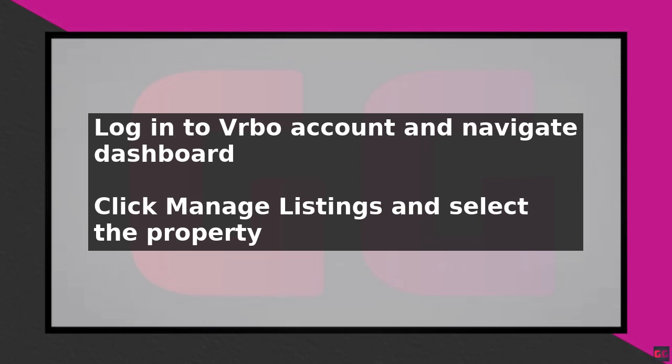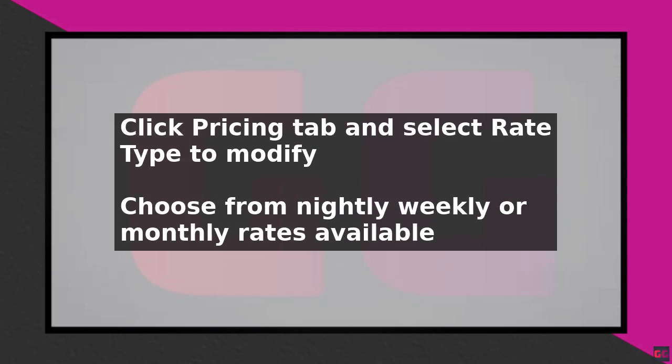First, log into your Vrbo account and navigate to your dashboard. From there, click on the Manage Listings tab and select the property for which you want to change the price. Next, click on the Pricing tab and then select the rate type you want to modify. You can choose from different rate types such as nightly, weekly, or monthly rates.